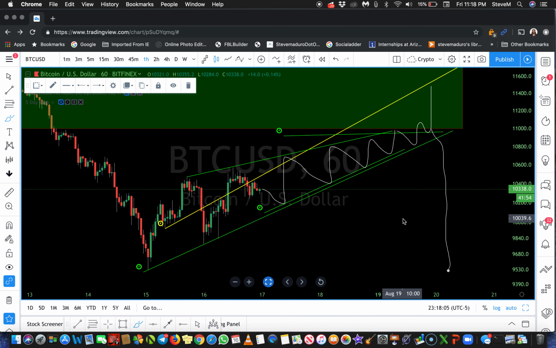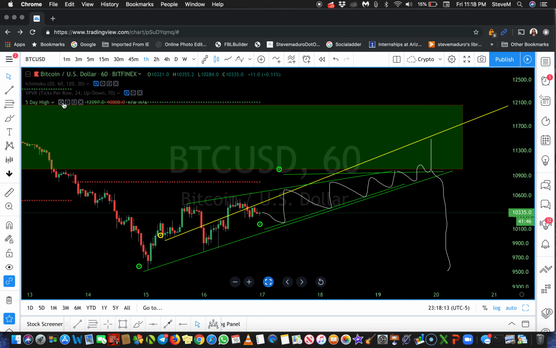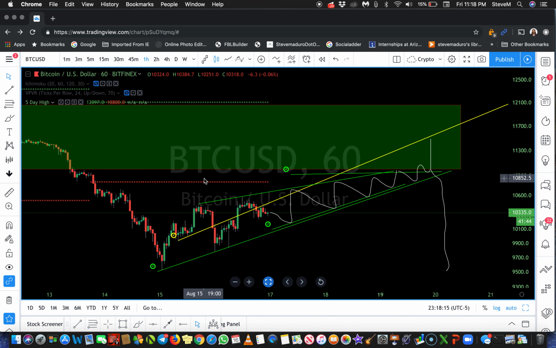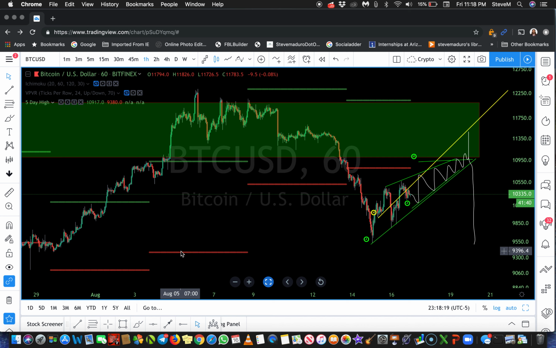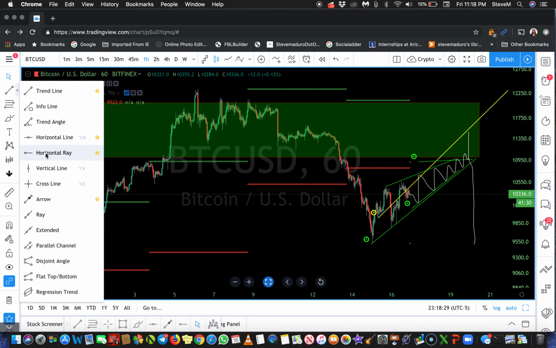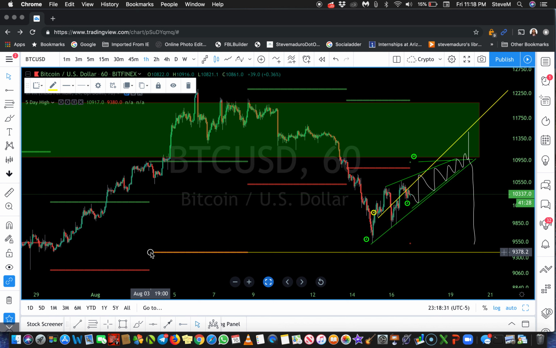Again, this is just a trade idea. Some people ask me, why do you believe that? Well, there's an indicator that I have here. It's called a 5-day high and lows. Look what I got here. I got a 5-day low. I got a 5-day low right there. Right here.